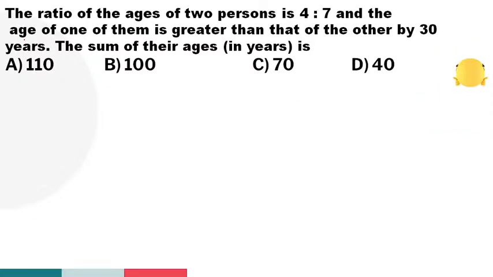The ratio of the ages of two persons is 4 is to 7, and one of them is greater than the other by 30 years. Find out the sum of their ages. What is the answer, guys? Anyone?